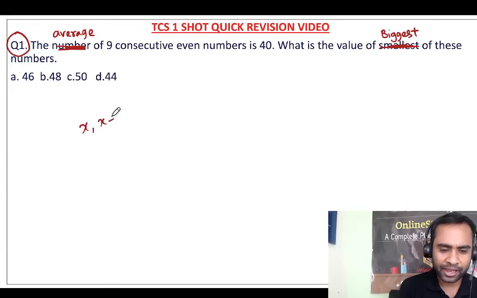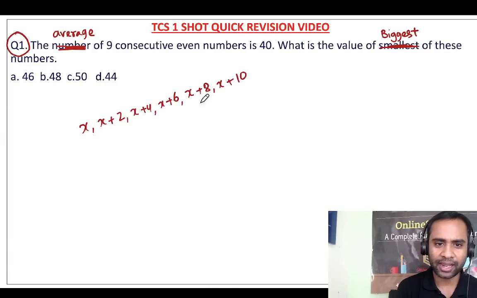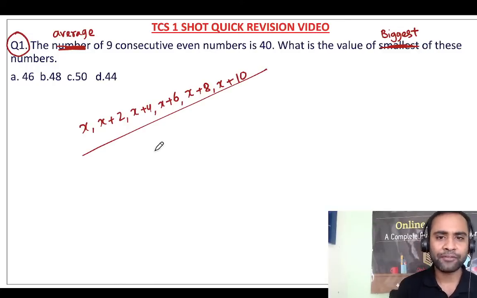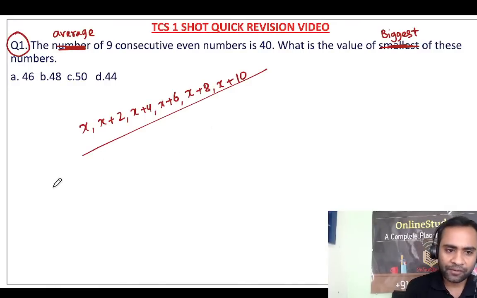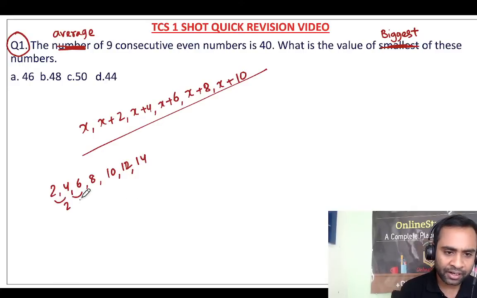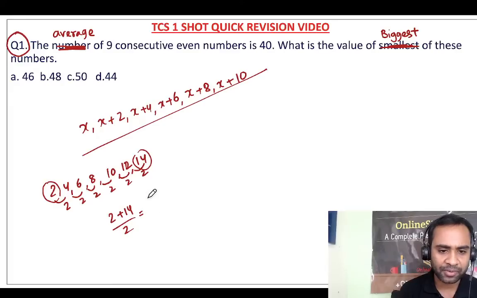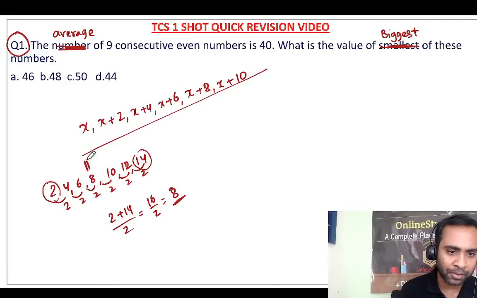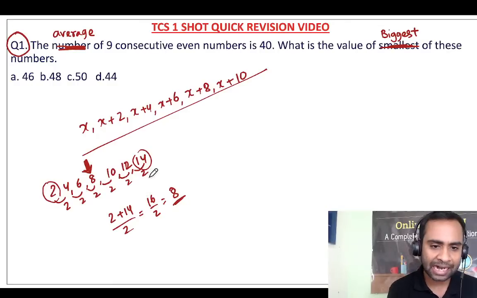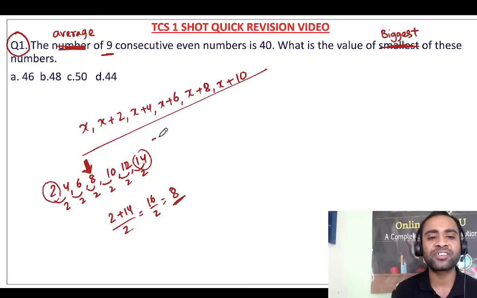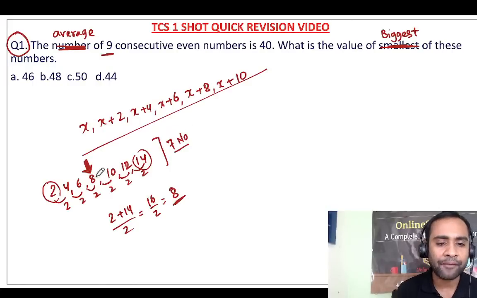Sir, first number is x, x plus 2, x plus 4, x plus 6, x plus 8, x plus 10, like that they will do. Now, you have consecutive even numbers, 2, 4, 6, 8, 10, 12 and 14. What will be the average? When the difference is the same, the average will be the first number plus the last number divided by 2, that means it is 8. 8 is the middle number. When the count of numbers is odd, total 7 numbers, your average will be the middle number.